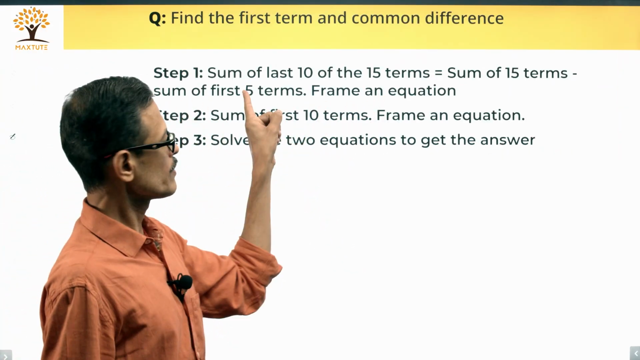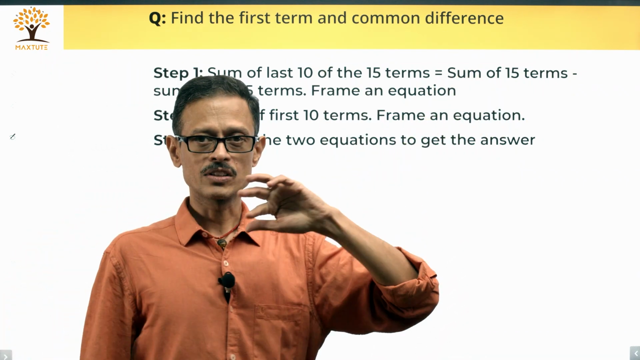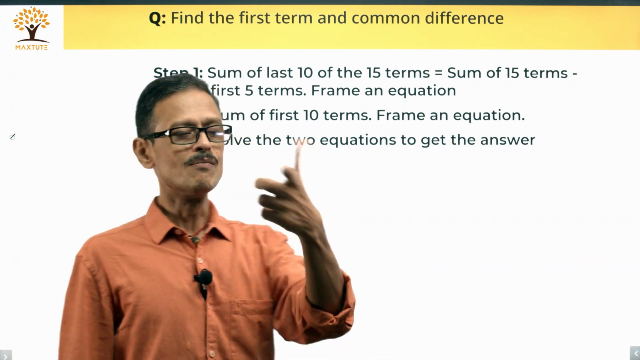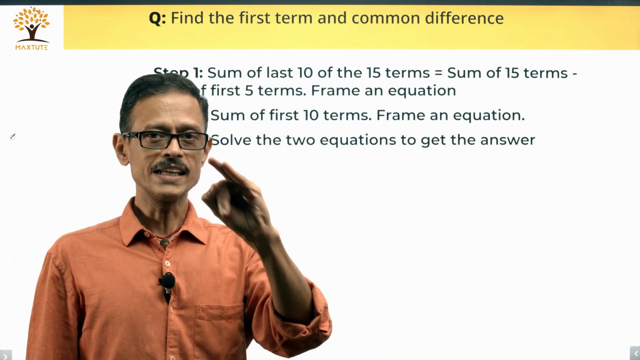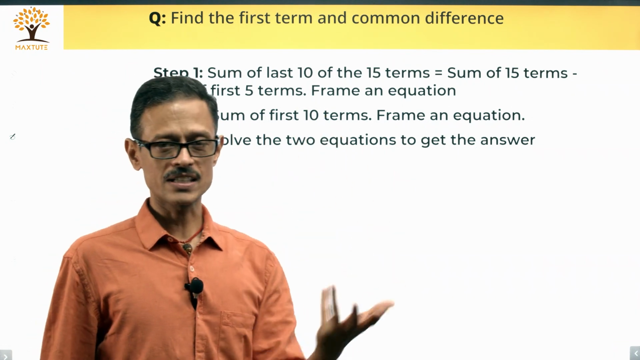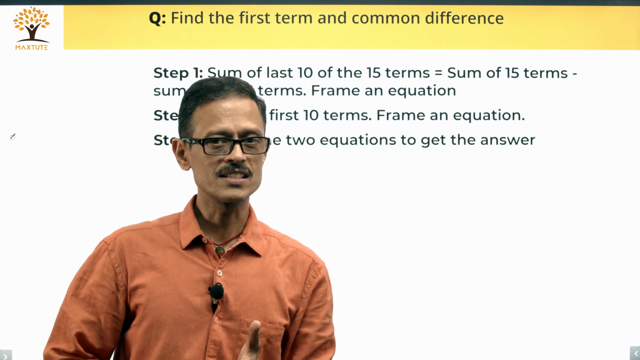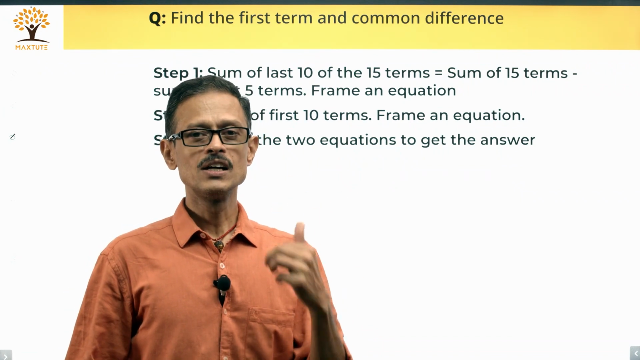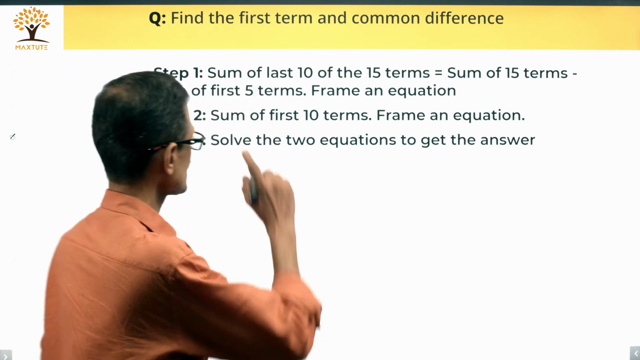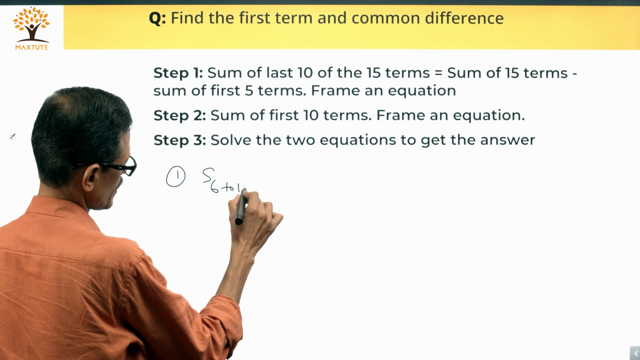We will frame an equation for the sum of the last 10 terms. How do we find the sum of the last 10 terms? S15, which is the sum of the first 15 terms, all 15 terms, minus the sum of the first 5 terms. That is equation number 1. Equation number 2 is the equation framed for the summation of the first 10 terms. Both these equations will comprise the first term A1 and the common difference D as the variables. We will solve these two linear equations in 2 variables to find out A1 and D. Start with the first step. Step 1 is S6 to 15 summation.